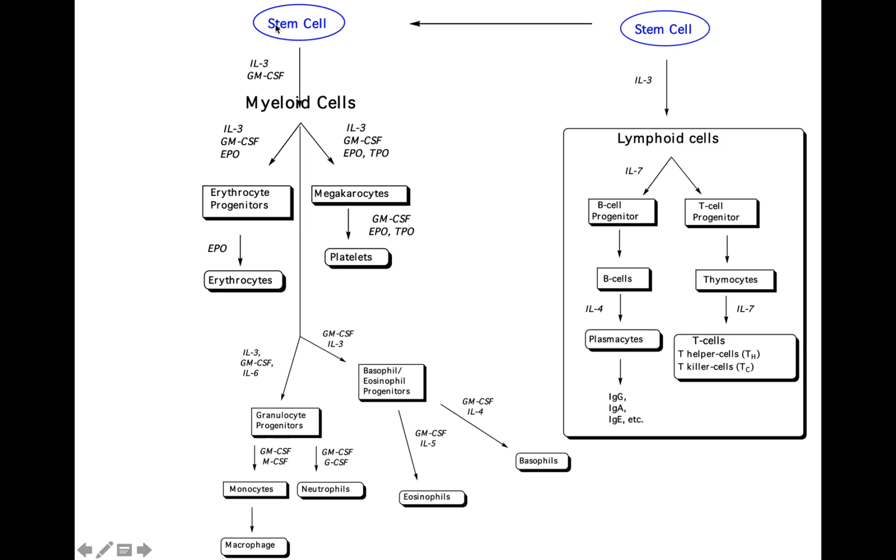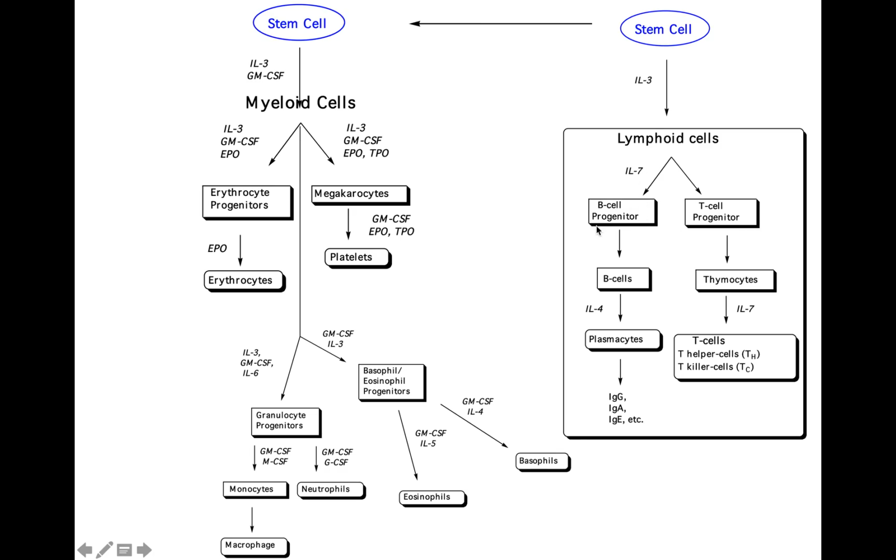Now, if we don't have GM-CSF, then the stem cell can differentiate into the lymphoid cells. And this is a little bit different. There's no GM-CSF, no EPO, no TPO. There's only the IL-7 or IL-4, so the interleukins, and these will either differentiate along a path to B cell progenitors or T cell progenitors.